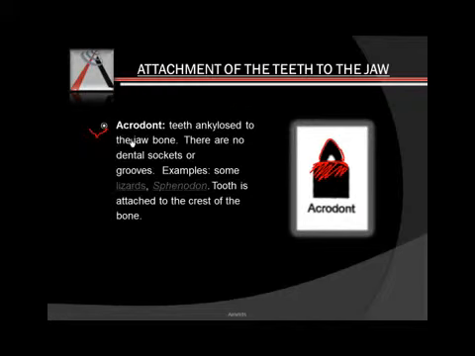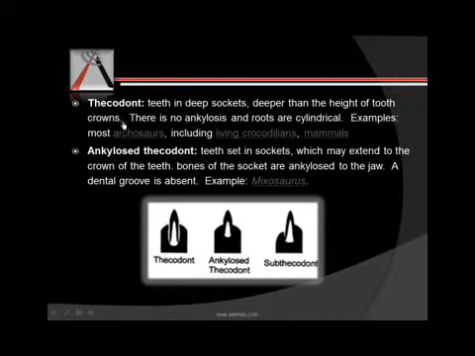So this is acrodont. Then we have thecodont. Herein we have the socket, and this socket is very deep. There is no ankylosis. There are roots which are cylindrical. So normally the roots we have in humans are conical, but if you see, the roots here are cylindrical. So this is typical of your thecodont.